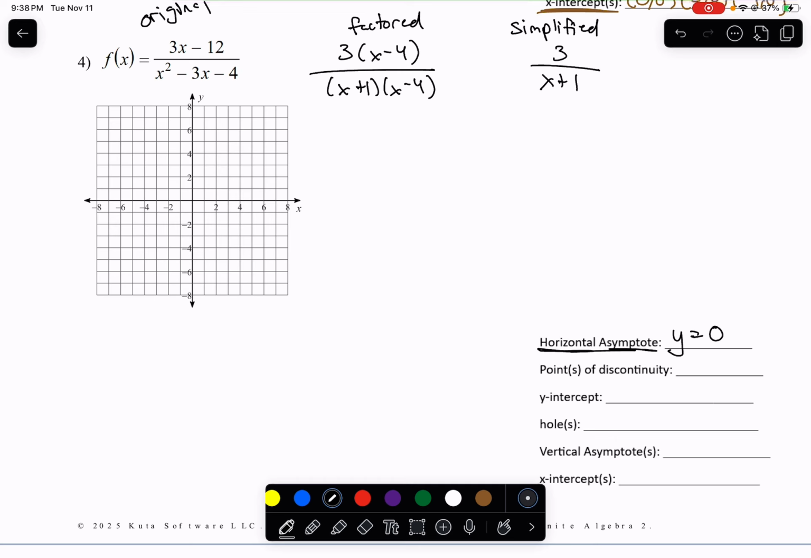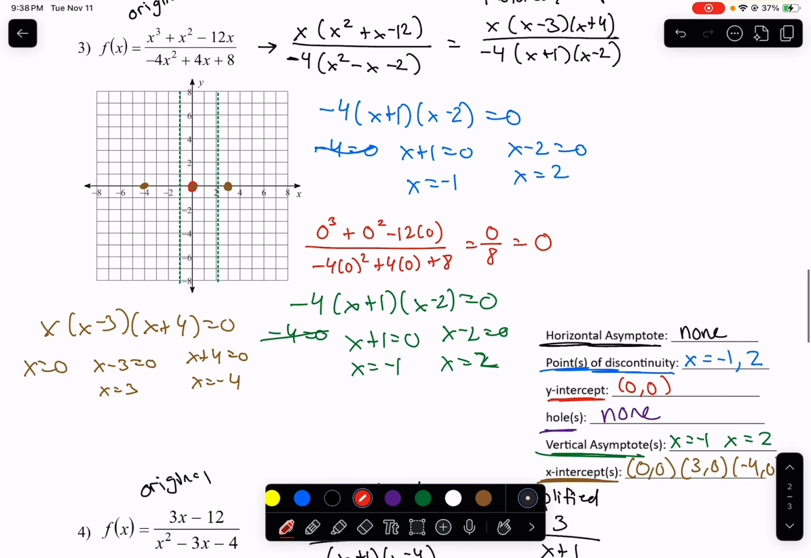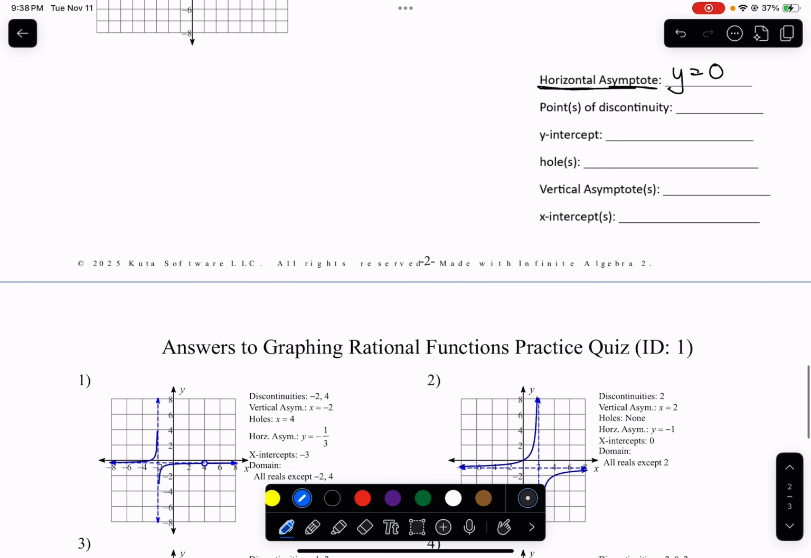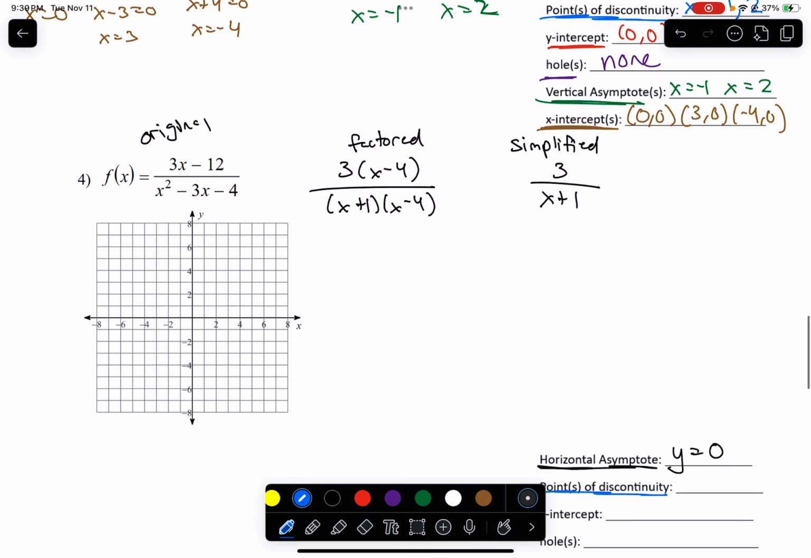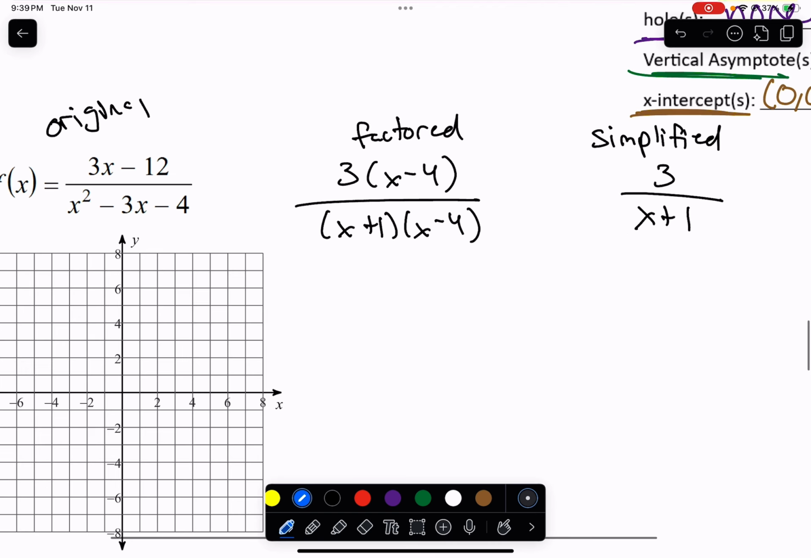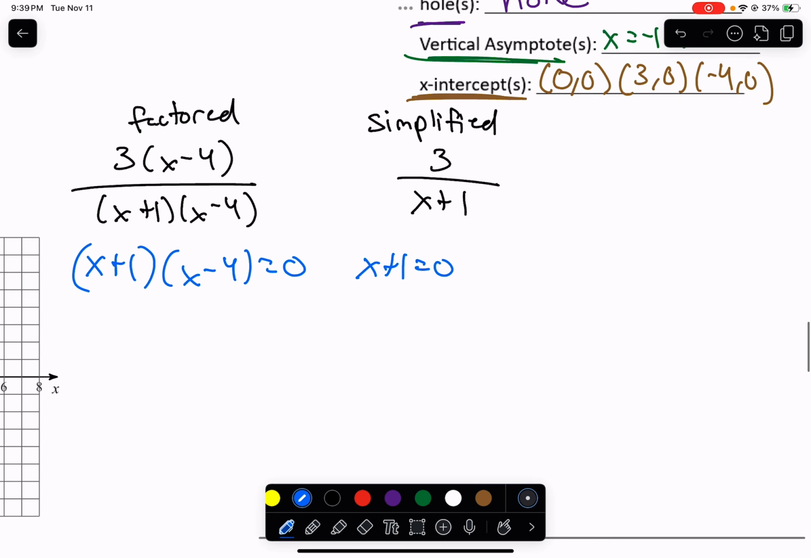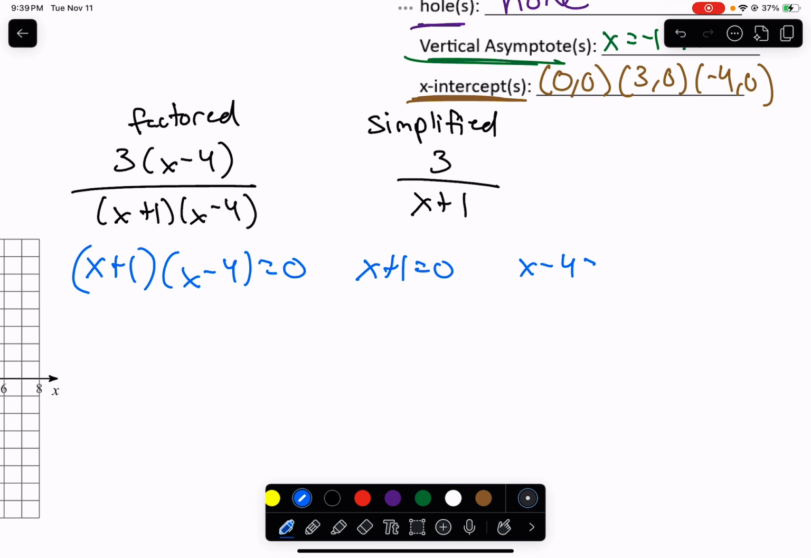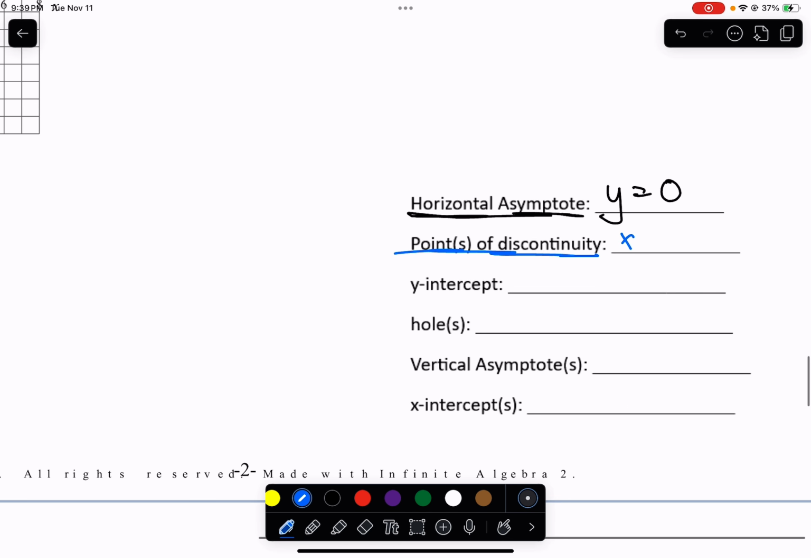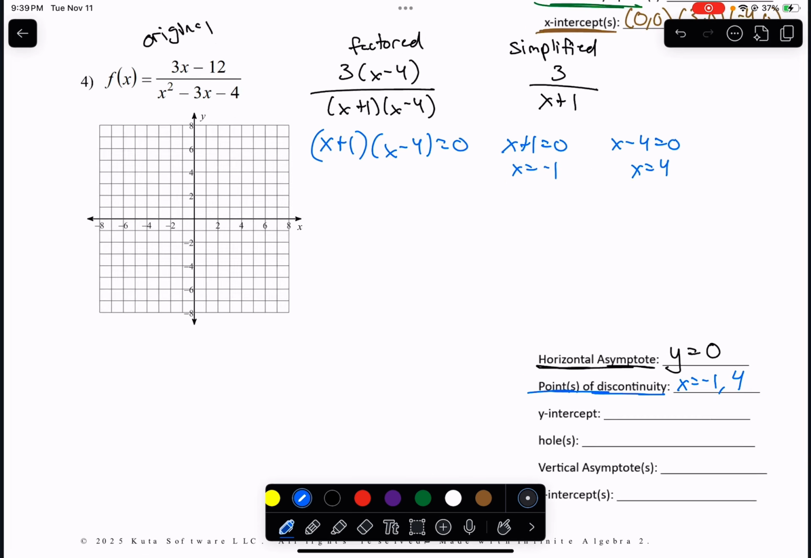All right, and then for my points of discontinuity, to find that, what color was I doing that in? Did I change up? Yeah, blue. To find my points of discontinuity, I take the denominator of my factored form and set it equal to 0. So I've got points of discontinuity at x equals -1 and 4.